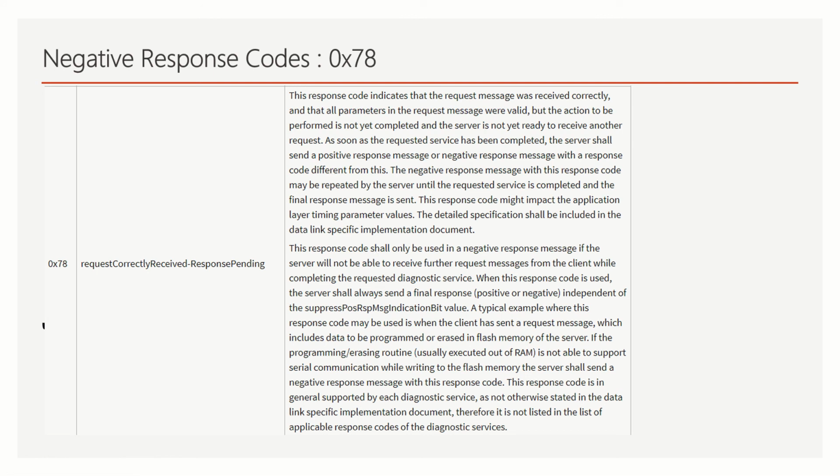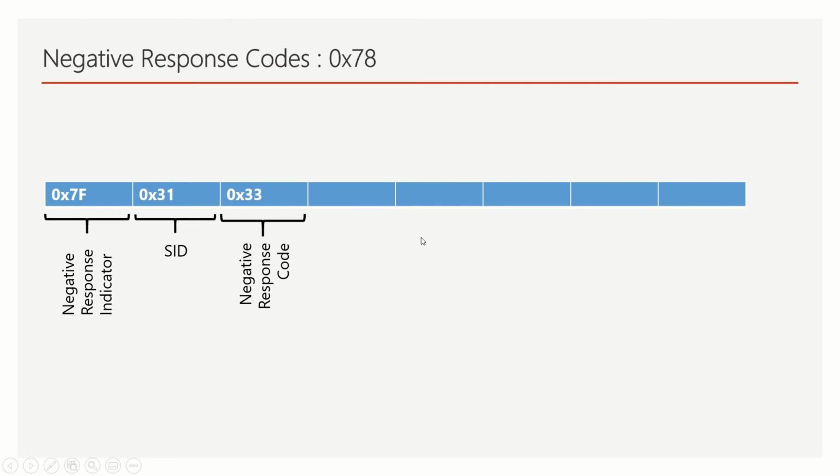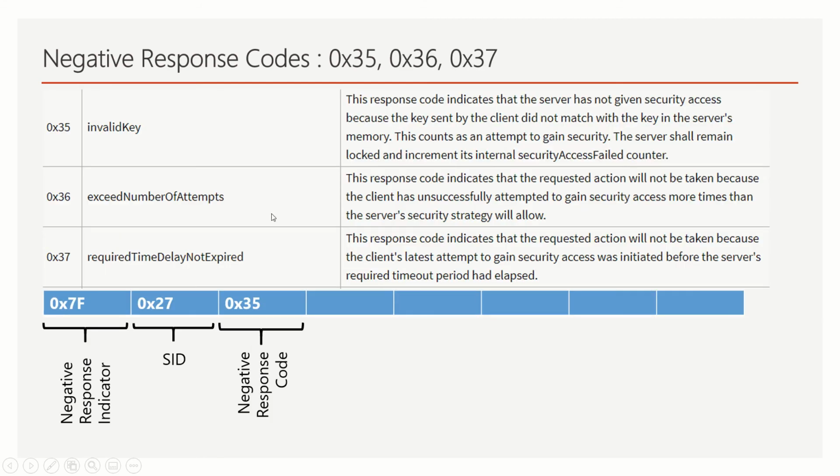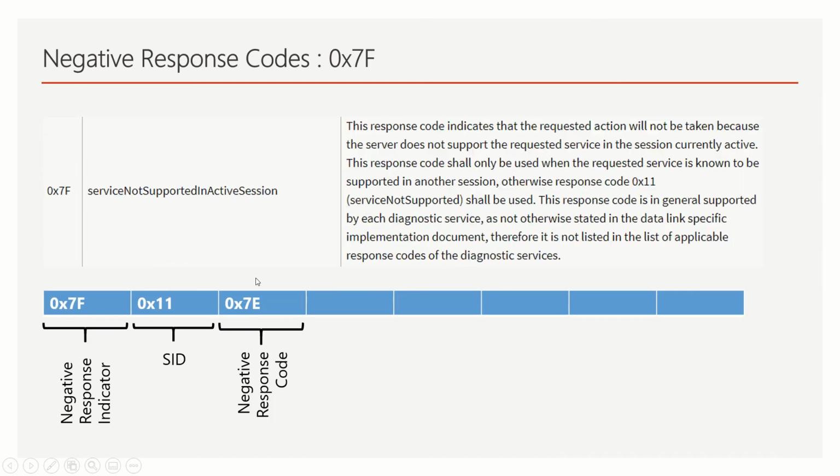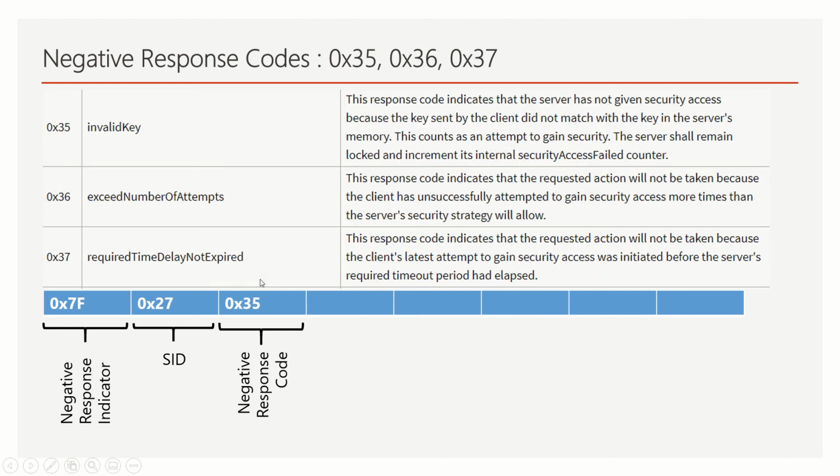So this is definitely required. We'll talk about the P2 and P2 star in my next video, because these NRCs are connected with the P2 and P2 star timing, but we will not cover this topic in this video. We'll make a separate video for that. Already we have seen the security access denial and pending, and we will get it the same way, so instead of 33 we will get there.